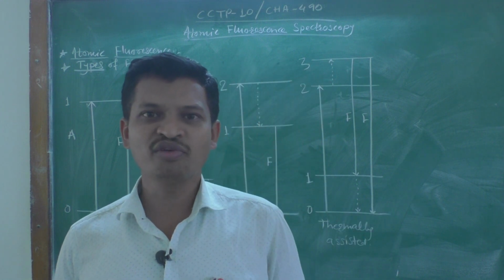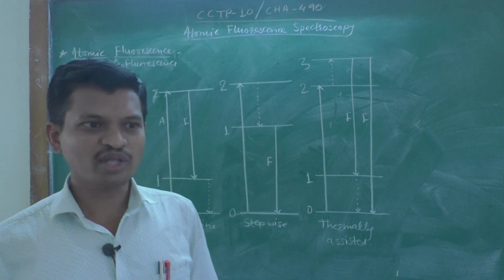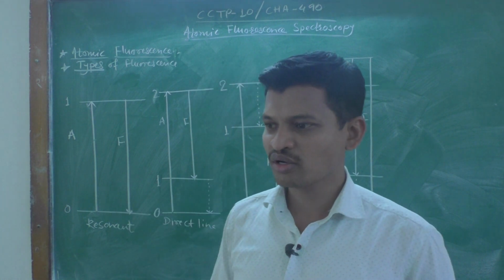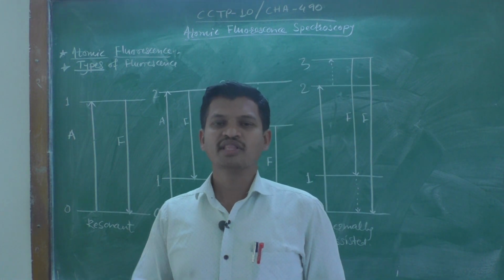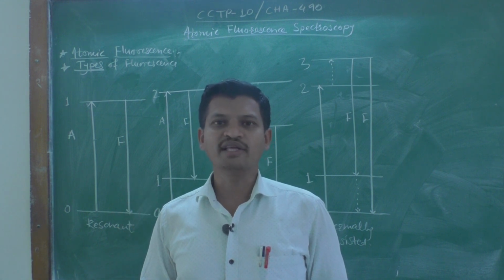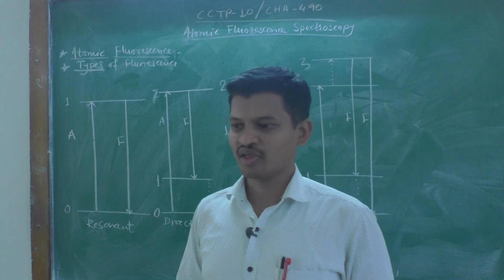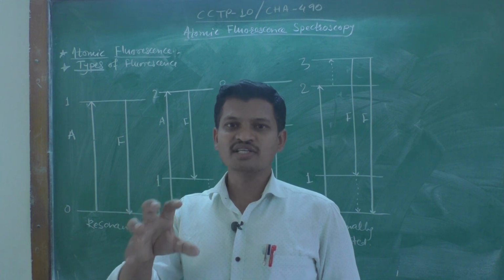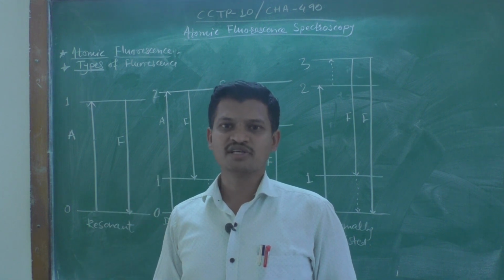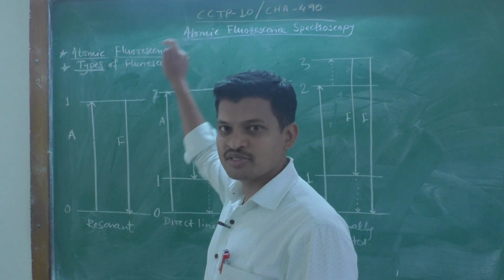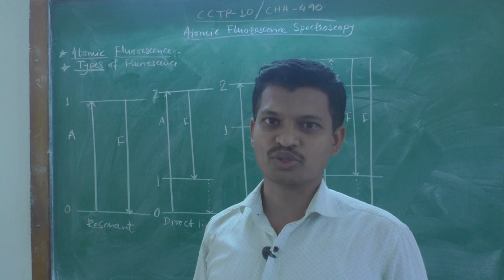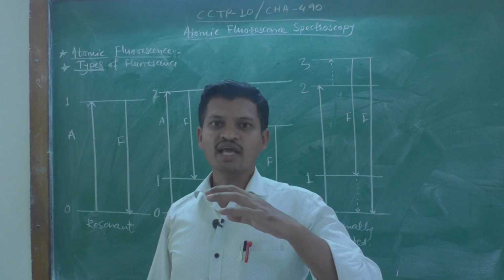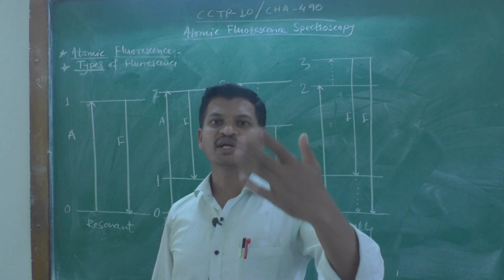So what is this atomic fluorescence actually? We know that when any chemical species is irradiated with a photon or radiant energy, that radiant energy gets absorbed by the absorbing species. In this case our chemical species are atoms, and hence the name atomic fluorescence spectroscopy. When these atoms absorb radiations from a source, they get excited to a higher electronic energy level.